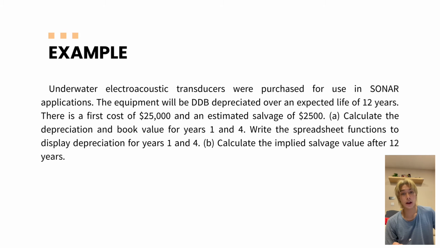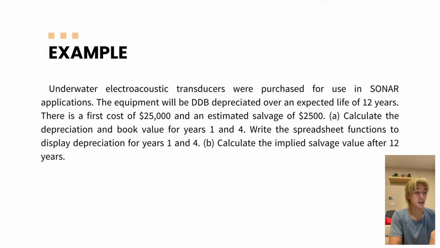So, for our example for chapter 3: underwater electroacoustic transducers were purchased for use in sonar applications. The equipment will be DDB depreciated over an expected life of 12 years. There is a first cost of $25,000 and an estimated salvage of $25,000. A. Calculate the depreciation and book value for years 1 and 4. Write the spreadsheet functions to display depreciation for years 1 and 4. B. Calculate the implied salvage value after 12 years.